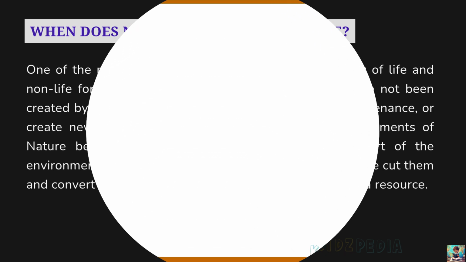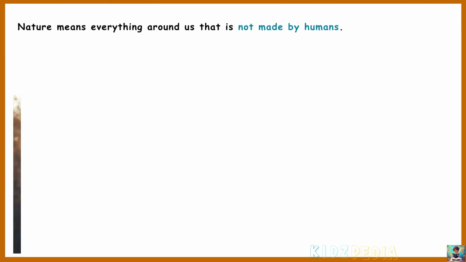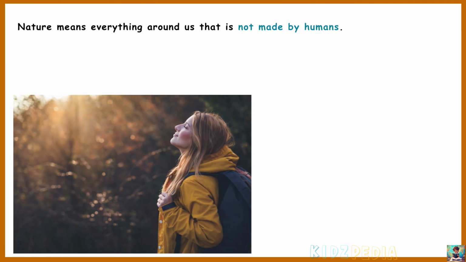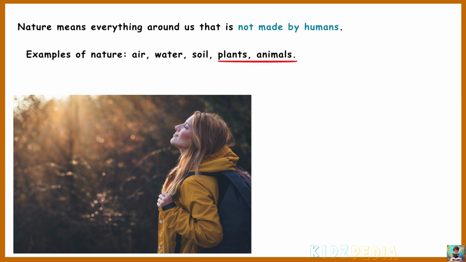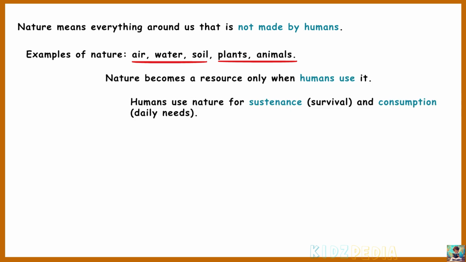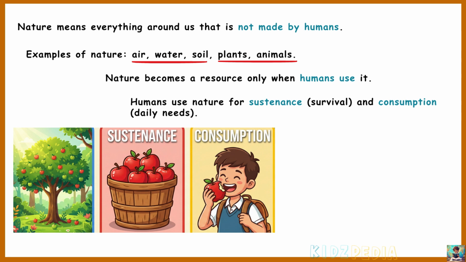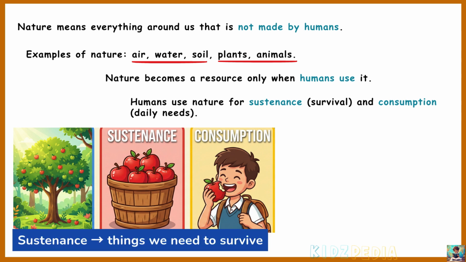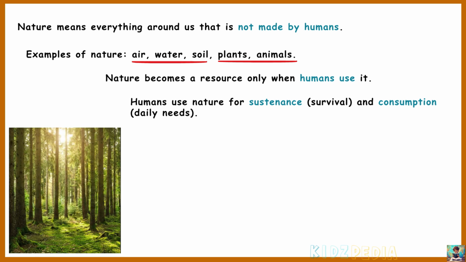First, what is nature? Nature means everything around us that is not made by humans. This includes living things like plants, animals, and non-living things like air, water, and soil. When humans use it for their needs, it becomes a resource. So, what does sustenance and consumption mean? Sustenance means things we need to survive, like food, water, and shelter. Consumption means using things in our daily life. So, trees grow naturally, they are part of nature.